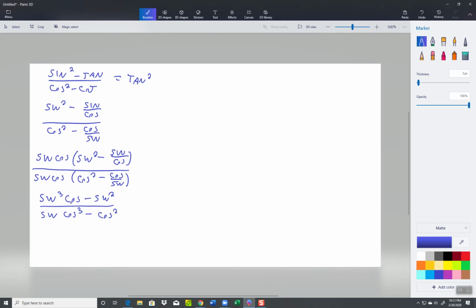Okay, so the top I can factor out a sine squared. And that leaves us, what does that leave us? Sine cosine minus 1. And on the bottom, I can factor out a cosine squared. And that leaves us sine cosine minus 1. So sine cosine minus 1, sine cosine minus 1, those cancel. And I got sine squared over cosine squared, which gives us our tangent squared.